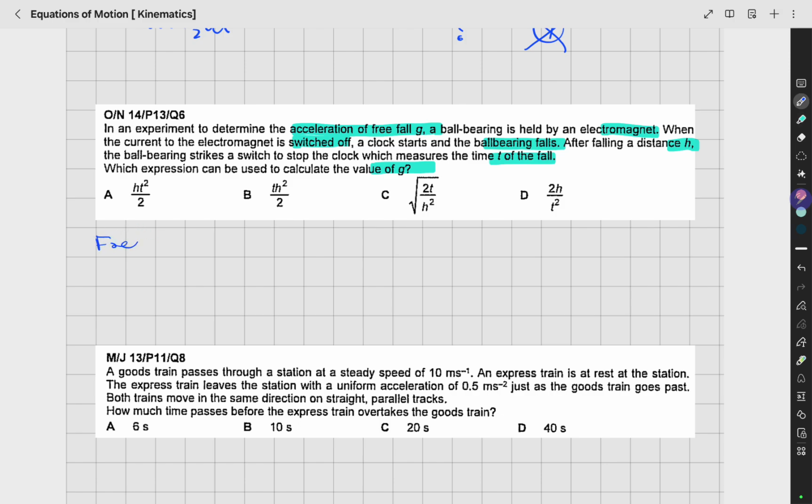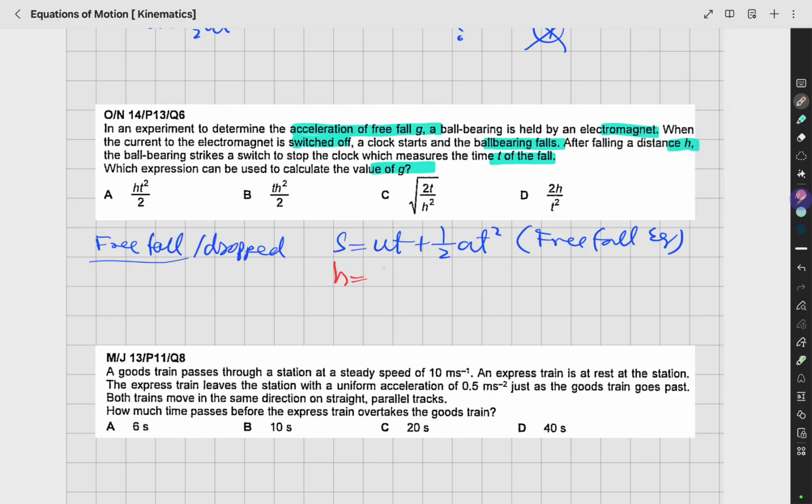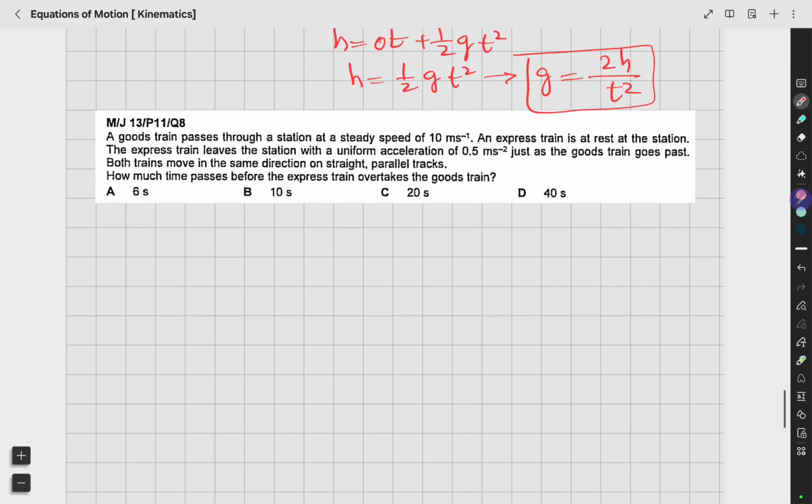Remember, in free fall, whenever an object is dropped, you always have to use the equation s is ut plus half at square, because this is also known as the free fall equation. Remember this thing. You put the values: s is h, initial speed is 0, so 0 times t plus half, a is g, and t square. So h is half g t square. And then you make g the subject, so it is 2h over t square.